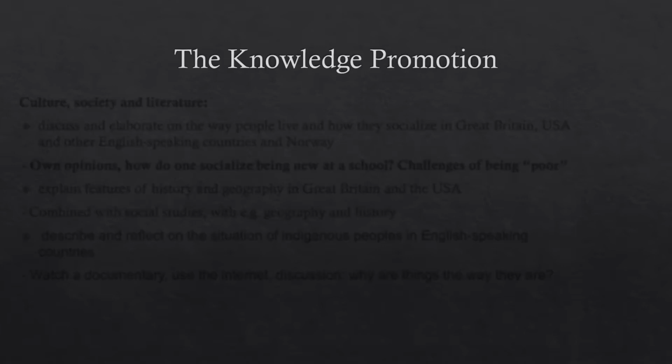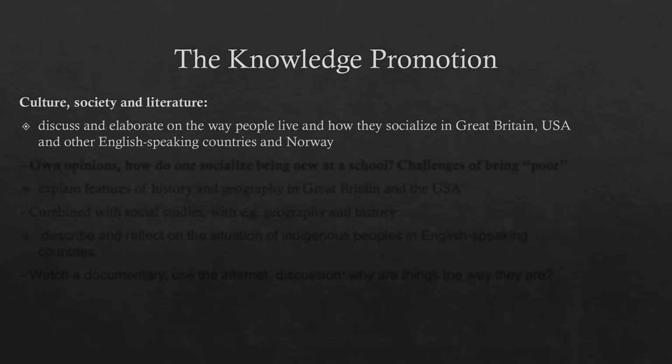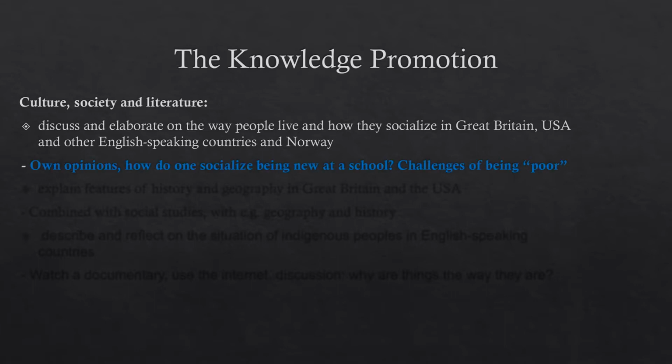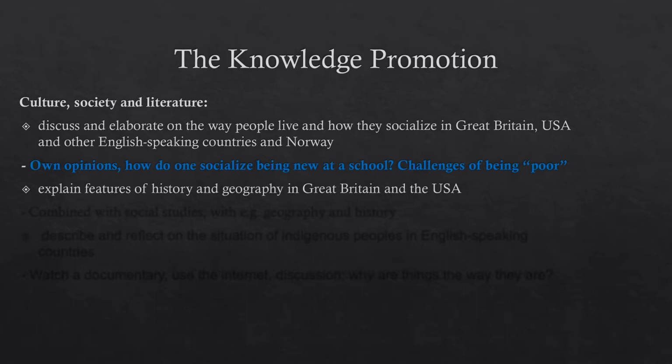From the knowledge promotion, I've chosen 3 aims after 10th grade from the part Culture, Society and Literature. The first one, discussion and elaboration of the way people live and how they socialize. I mentioned this from the book. Junior, he moves to another school. He's also poor. What are the challenges? How would you cope with changing schools? Stuff like that. Discussions in groups or together with the whole class. It's good learning.